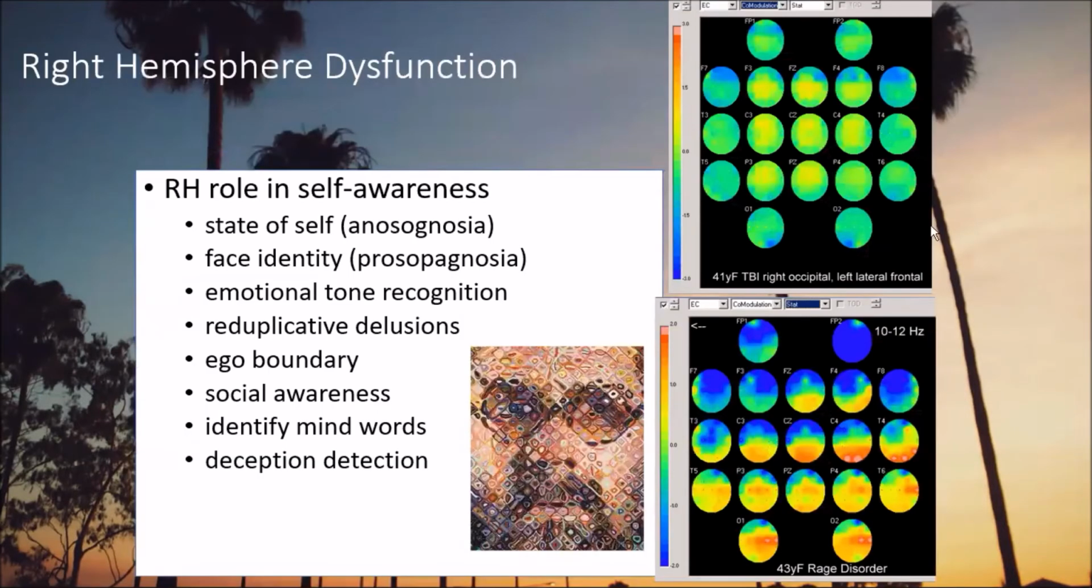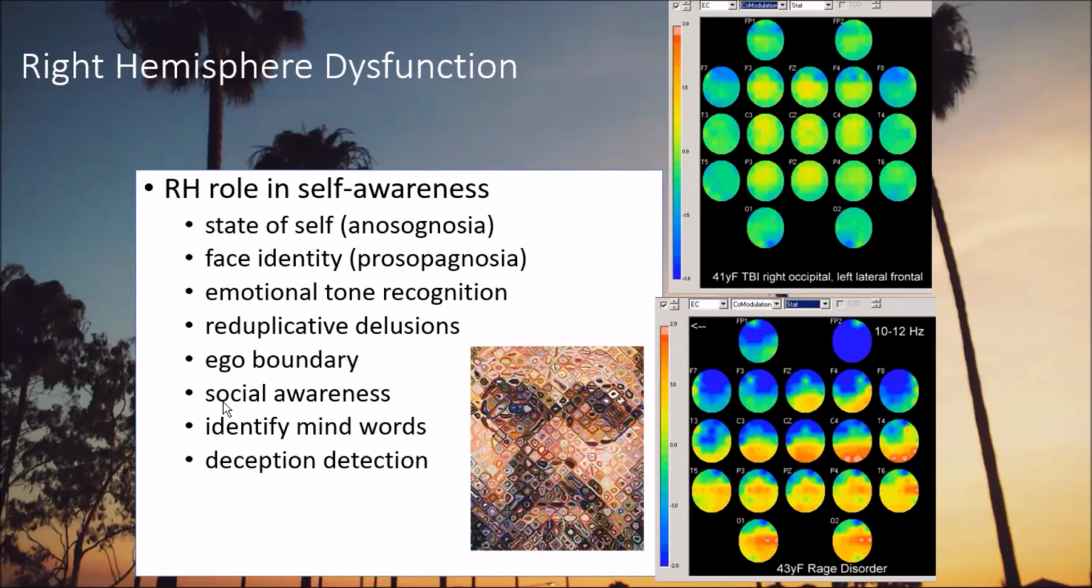Well, we have right hemisphere dysfunction. What we see in people who have lesions is a lack of self-understanding of the state of self. They sometimes don't realize when they're injured or in the hospital why they're there. They lose face identity recognition, prosopagnosia. Emotional tone recognition is lost. Sometimes there are delusions of other people being the same people.